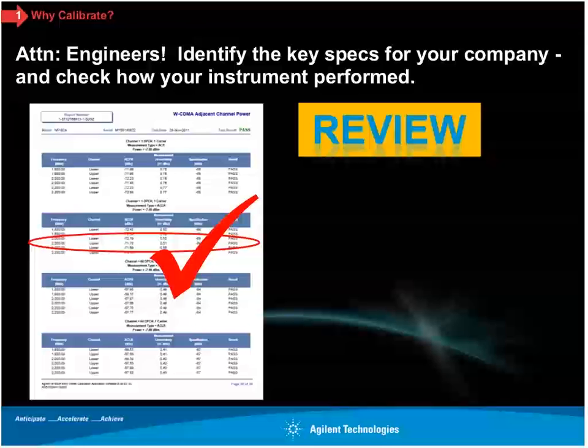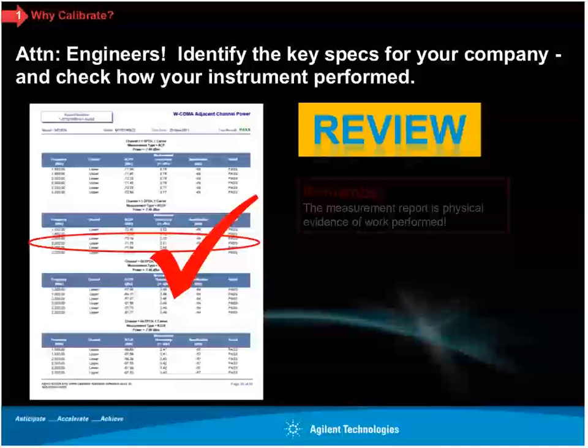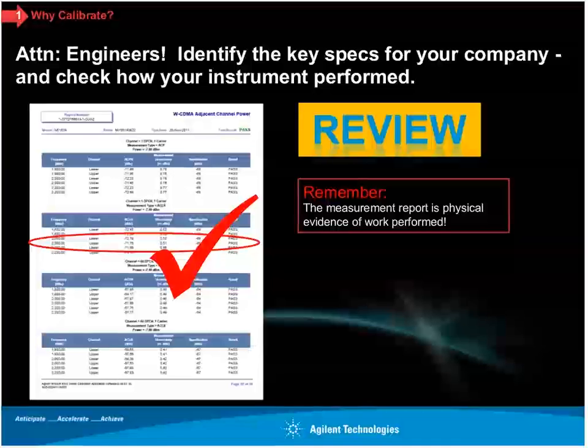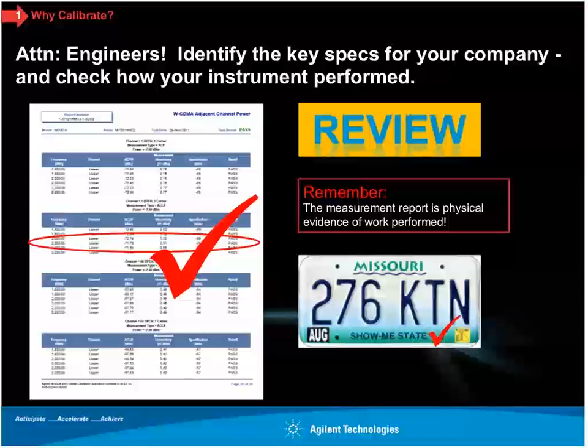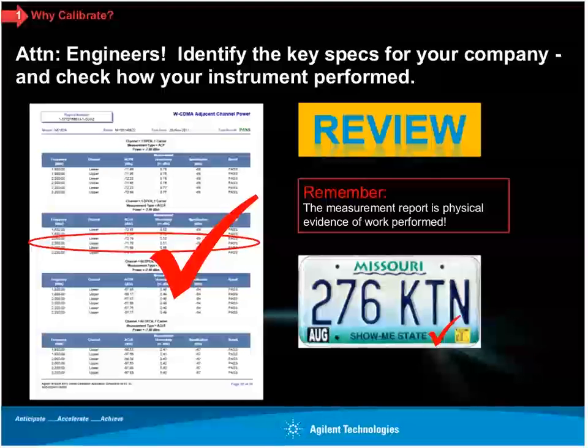So when you receive a calibration back from Agilent, we provide every measurement that we have, we will provide you with the actual data of what we had. So what I like to say is that the measurement report is the physical evidence of whatever work was performed. We believe that you should always get a measurement, and if any of you have ever traveled in the States, you know that our license plates are quite a bit different than the ones that you have in Europe.